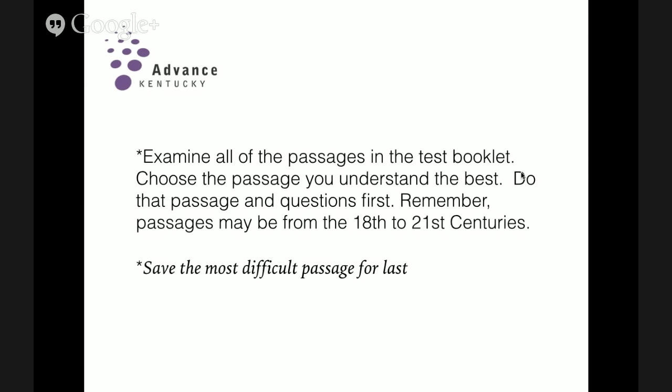Remember, this is a timed exam, and you have a lot of questions and passages to get through. So you want to get as many points as you possibly can.